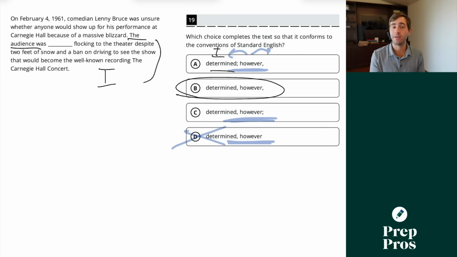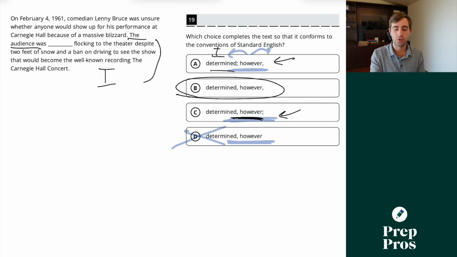Now, if you have 2 independent clauses, you will be stuck between A and C because they both give a proper way, using a semicolon, to join those 2 independent clauses. Now, if you are stuck between those 2, this structure is almost always correct in that situation. So if you're stuck, that's your best guess.